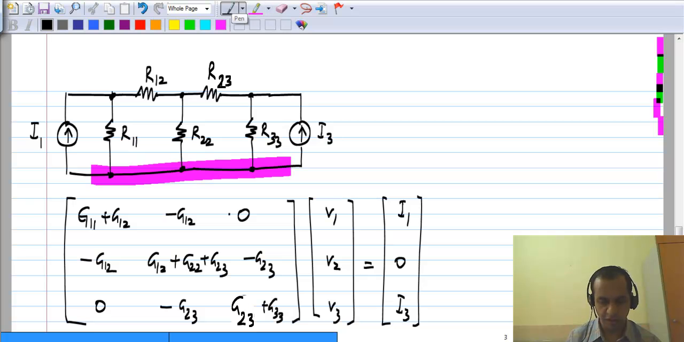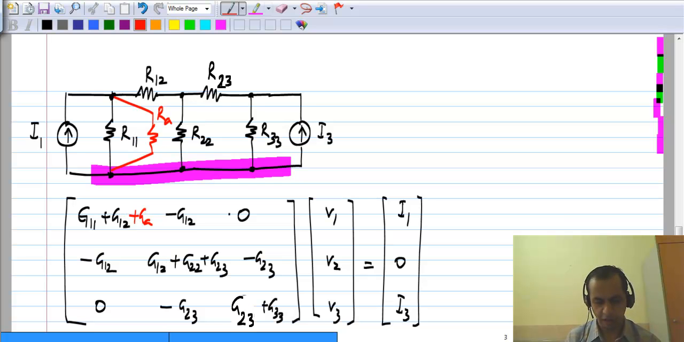So first, let me add another resistance here, RA. Please work out what happens to the nodal analysis setup because of this. In this case it's very obvious. The resistance RA is in parallel with resistance R11, so the conductances simply add up. Also, if you remember what I said earlier, the diagonal elements consist of the total conductance connected to node 1.